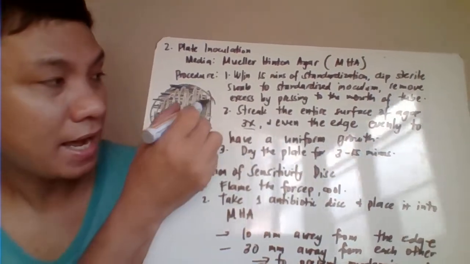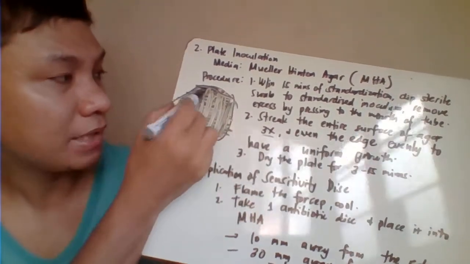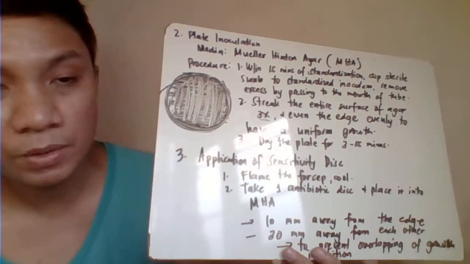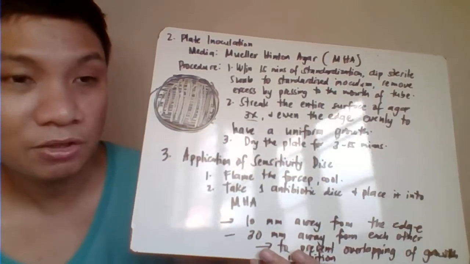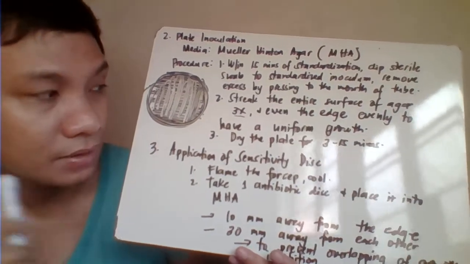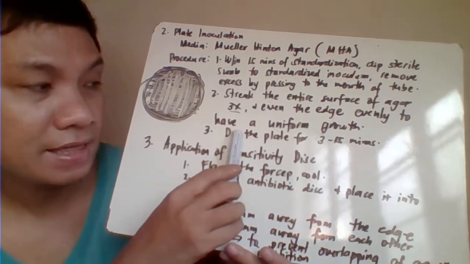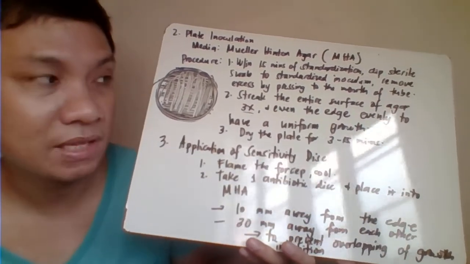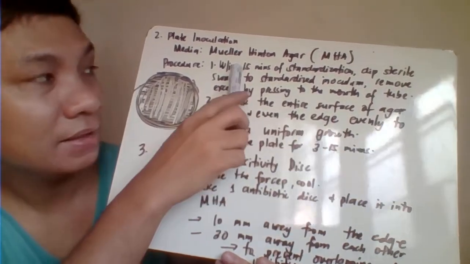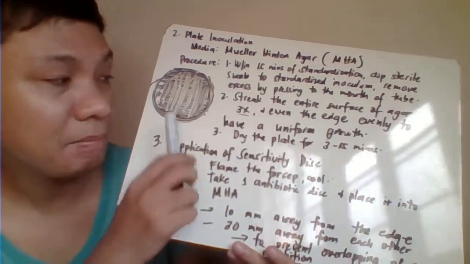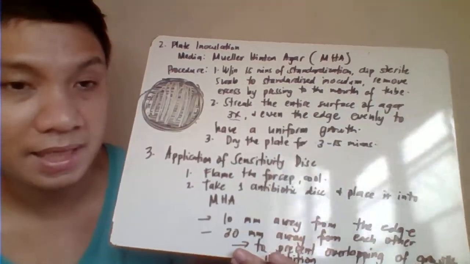And when you finish, you try to swab. Run the swab along the edge. That will allow the bacteria to grow evenly even at the edge of your Mueller-Hinton agar. After that, try to dry the plate for 3 to 15 minutes. It should not be more than 15 minutes.